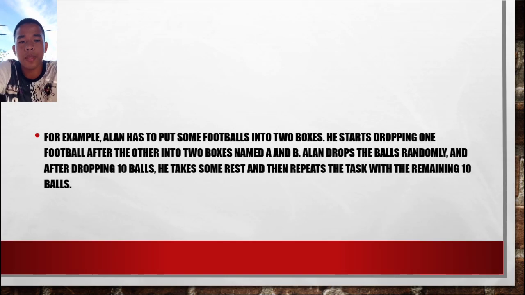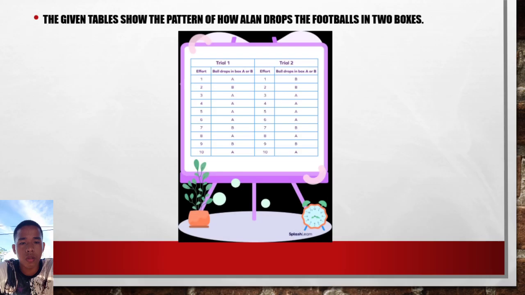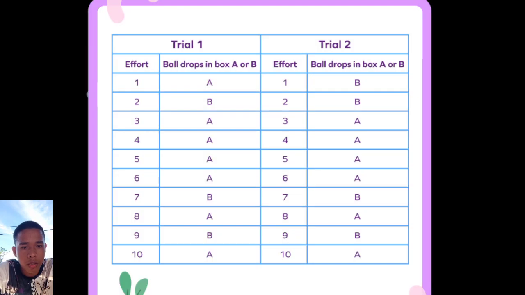For example, Alan has to put some footballs into 2 boxes. He starts dropping one football after the other into 2 boxes named A and B. Alan drops the balls randomly. And after dropping 10 balls, he takes some rest and then repeats the task with the remaining 10 balls. So as you can see in the given tables, they show the pattern of how Alan drops the football in the 2 boxes.